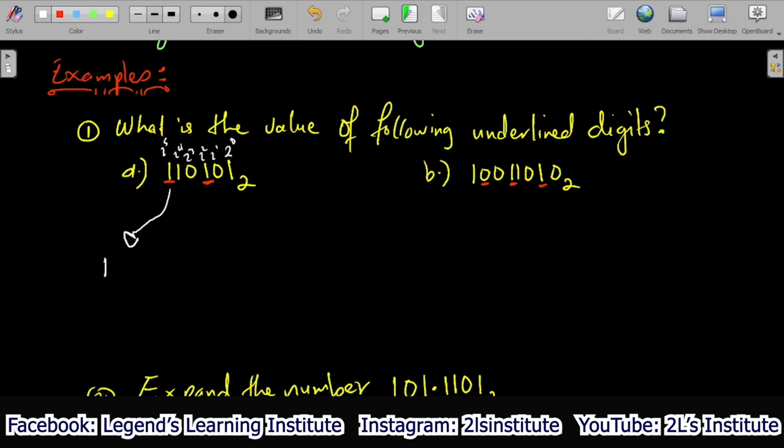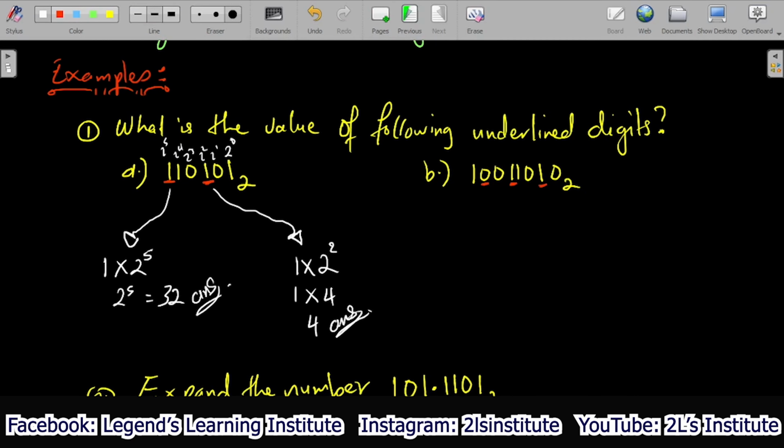So the value would be 1 times 2 to the power of 5, which is basically 2 to the power of 5, which is 32, right? Because 2 to the power of 5 equals 32. So the value of this one is 32. Then this one here, we say 1 times 2 to the power of 2, which is the same as 1 times 4, which is actually 4. Okay, so the value of that one is 4. So the 1 to the farthest left, the value is 32, and the other one is 4.